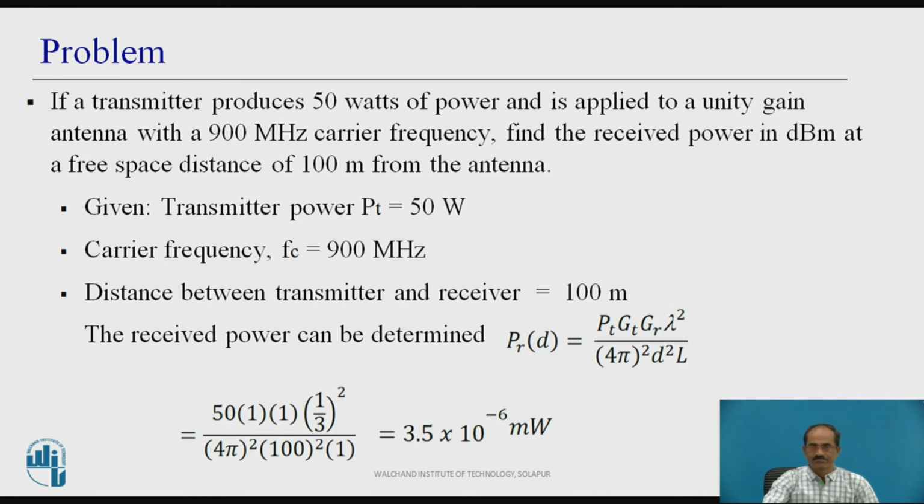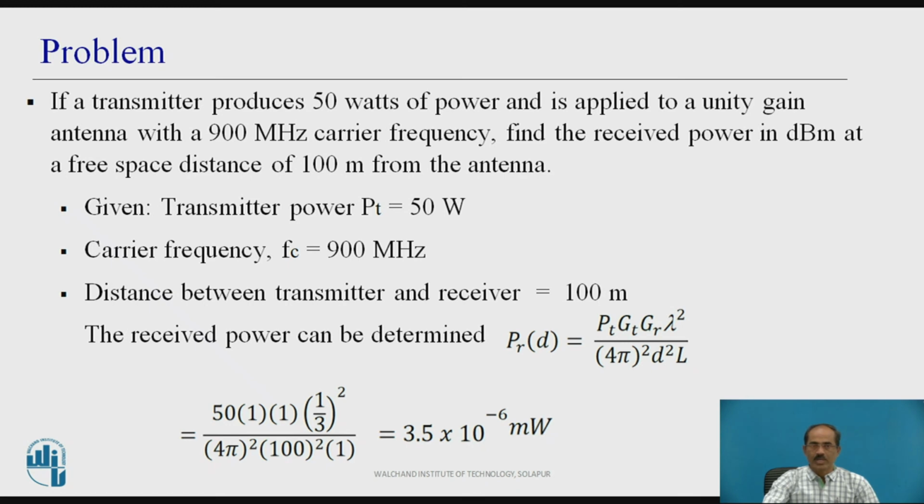Another problem: if a transmitter produces 50 watts of power applied to a unity gain antenna with a 900 MHz carrier frequency, find the received power in dBm at a free space distance of 100 meter from the antenna. What are the given things here? Transmitter power Pt equal to 50 watt, carrier frequency fc equal to 900 MHz, and distance between transmitter and receiver equal to 100 meter.